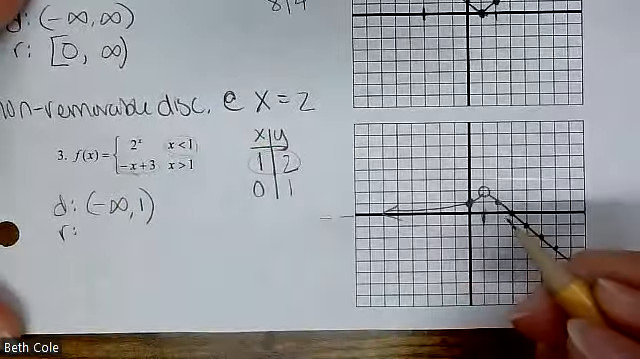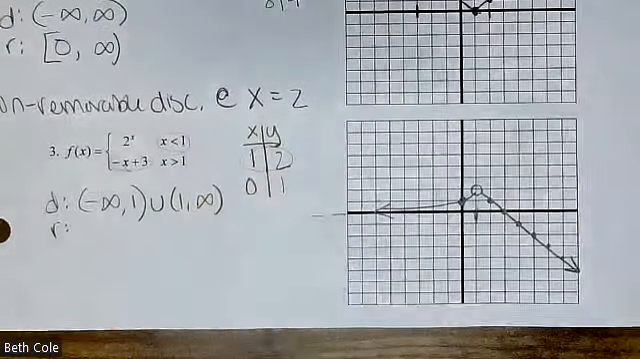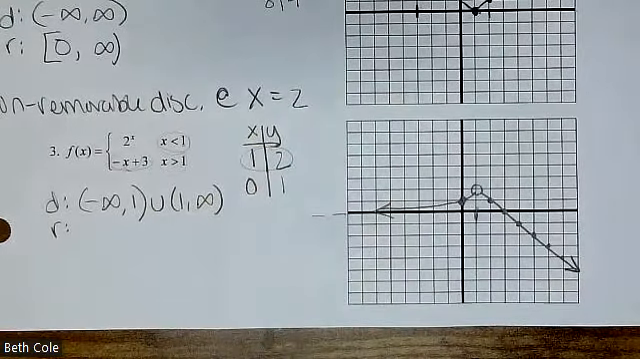Good. Union. Good. Nice job, guys. You want everything left of 1, everything right of 1, but not 1. 1 is not invited to the party. Cool. That's awesome. All right.